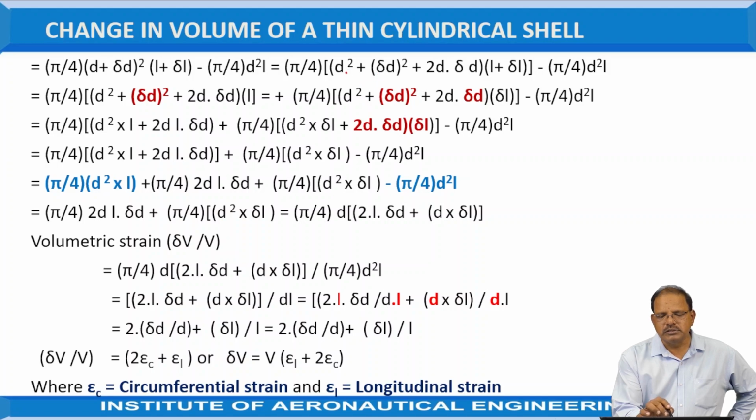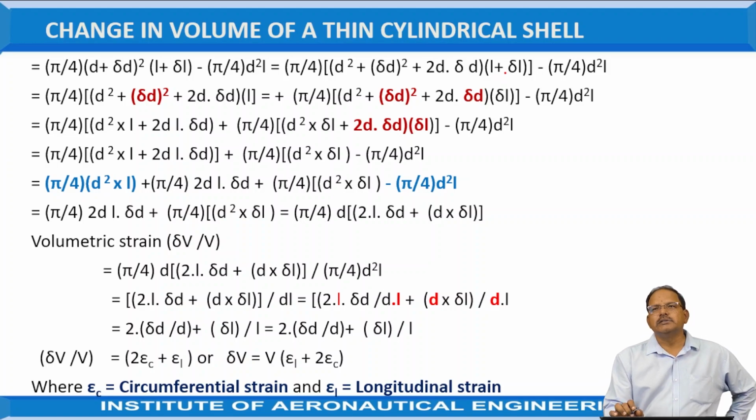Which is equal to [D² + (ΔD)² + 2D ΔD] (L + ΔL) − π/4 D²L. Here, ΔD is very small. As in the previous case, we got this as equal to 0.3 mm.